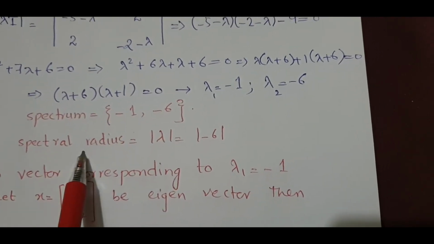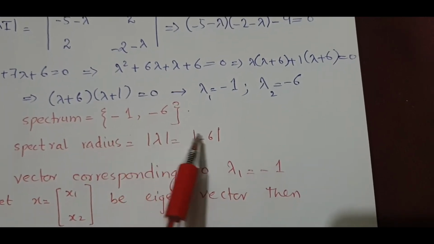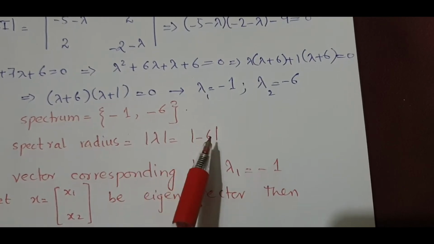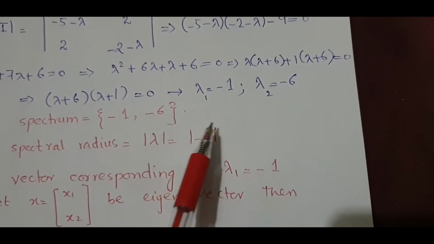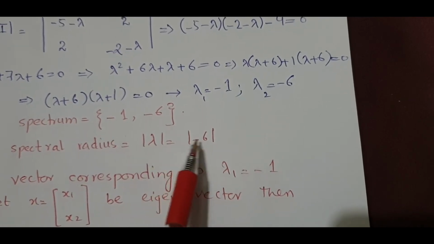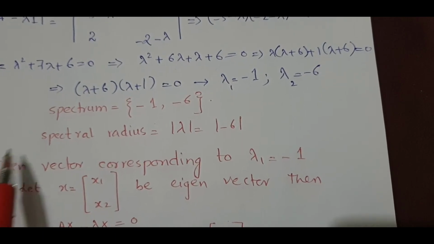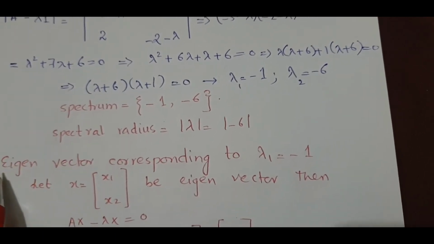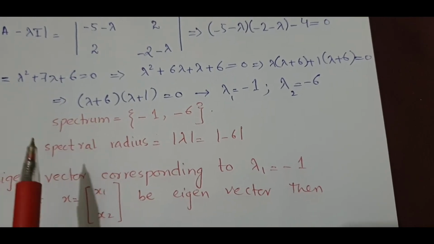Now the spectral radius was equal to the maximum of the absolute values of these. By taking the absolute values and the maximum, the spectral radius came out to be 6. Now we are interested in determining the eigenvectors corresponding to these two distinct eigenvalues.